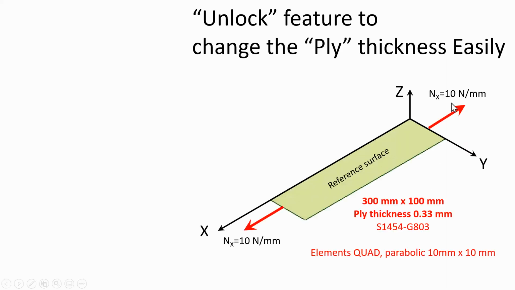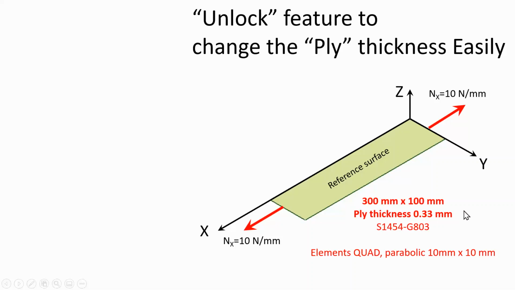Okay, so I'm going to explain this in the context of a very simple problem. We have a panel which is 300 millimeters by 100 millimeters, and the thickness of this panel, which is made of a composite material, is 0.33. I'm going to be using the material properties in Catia's default database, and for this particular material I'll show you its properties. The cured thickness, which is the ply thickness that's going to participate in the FEA calculation, is 0.33 millimeters.